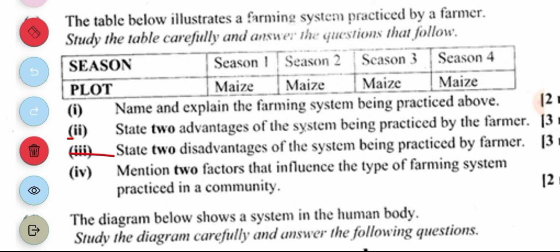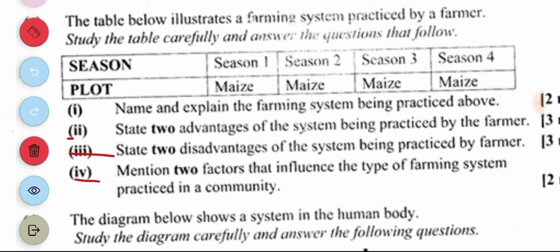And the third question says, state 2 disadvantages of the system being practiced by the farmer. Now, this system could lead to soil depletion. For example, maize is a shallow-rooted crop, so all the nutrients at the shallow part of the soil could be depleted. And also, pests and diseases will build up since he keeps planting the same crop season after season. So all the diseases and pests that affect maize will keep breeding and then growing on the farmland.